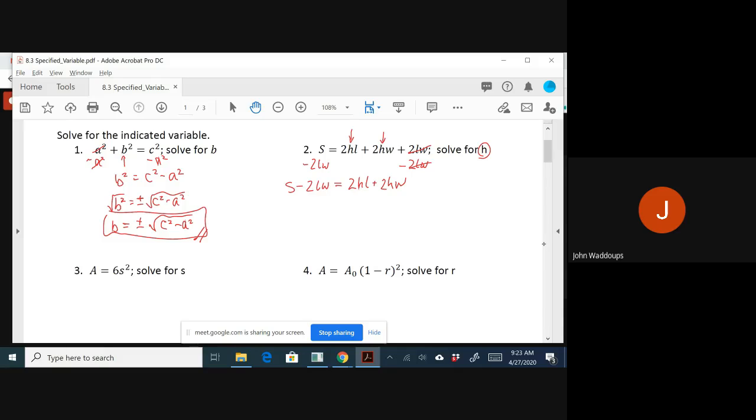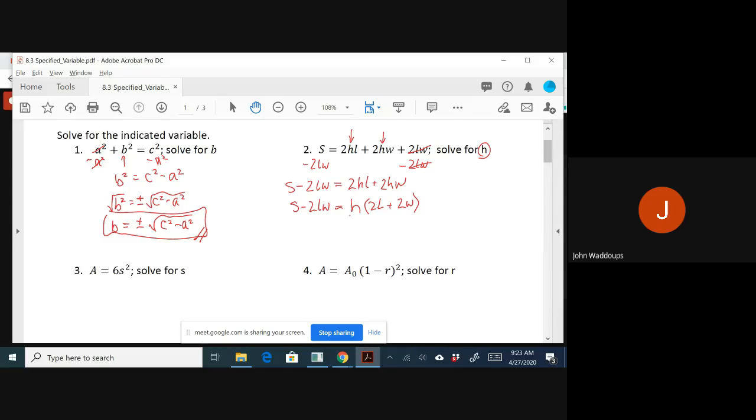So now we've got these 2 terms that both have an h in it, so now we're going to factor to get that h out. We take h times, if I take the h out of the first term, I'm left with 2L. If I take the h out of the second term, I'm left with 2W. On the left-hand side, we still have S minus 2LW.